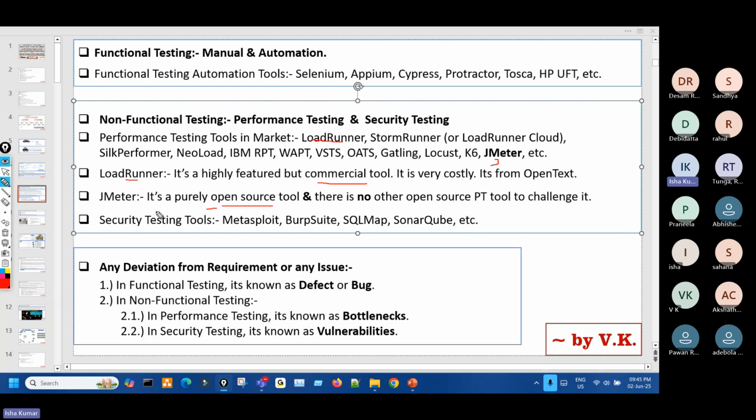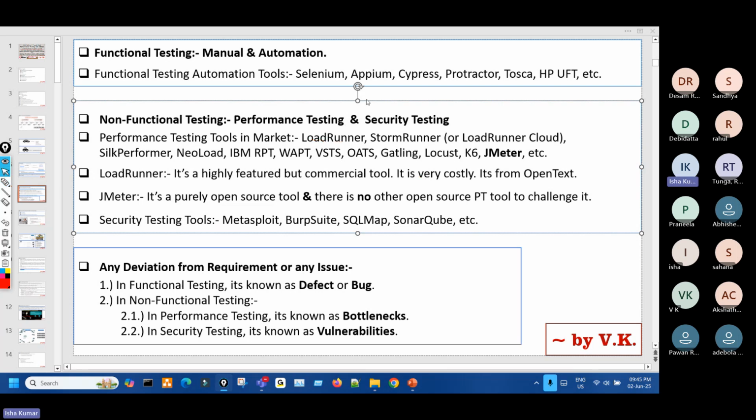So that's why mid-level organizations, and some good organizations also, are deciding to move away from paid versions or commercial tools to these open source tools. Okay, right. And since it's very costly also, we are avoiding that. Now coming to the point, this is very costly.